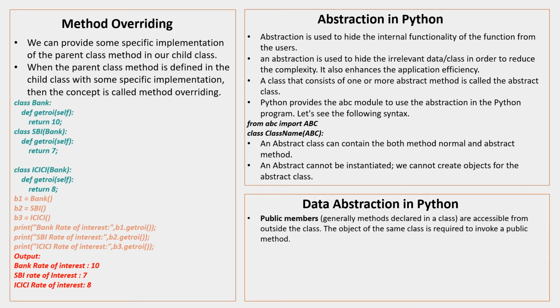We will begin with public members. Generally, methods declared in a class are accessible from outside the class. If public members are accessible from outside the class, an object of the same class is required to invoke a public method.